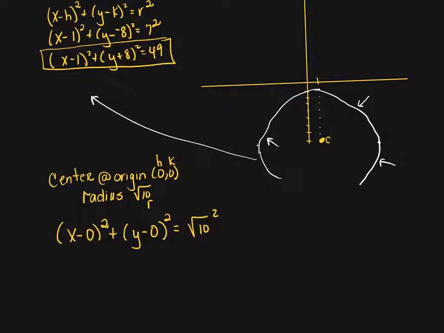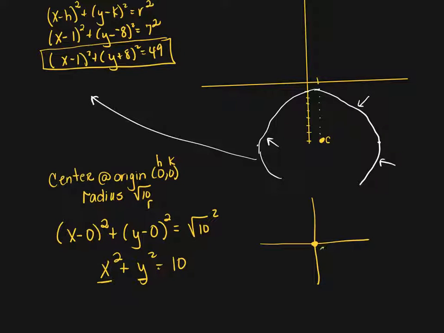And we can clean this one up significantly. We can drop the 0. x^2 + y^2 = 10. Anytime you just have the x squared plus the y squared, you know your center is going to be at (0, 0). To graph this one, I would put my center at (0, 0).